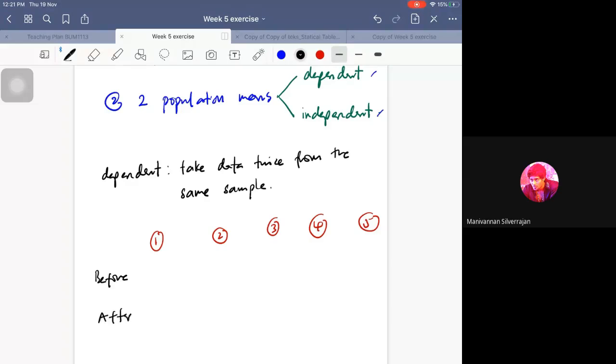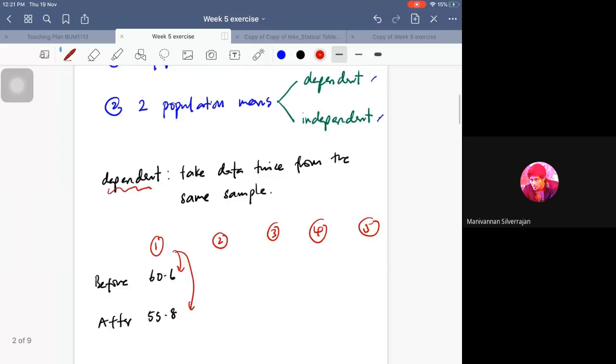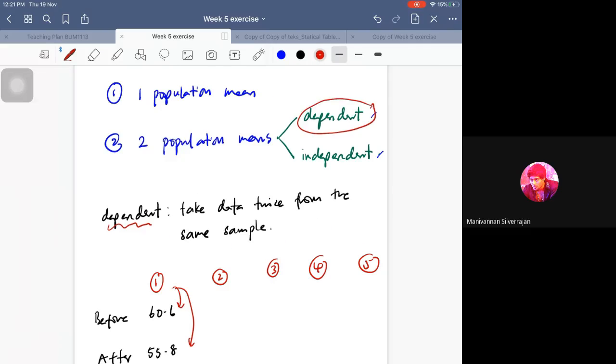For example, the first person, before he goes on the diet, he's 60.6, and after he goes on the diet, he becomes 55.8. So that is going to be an example. The main point is that a dependent sample is from the same person. So you take the data twice. That is called the dependent sample.